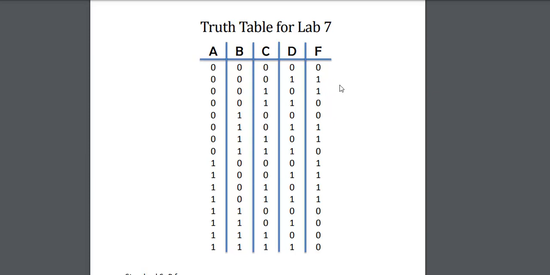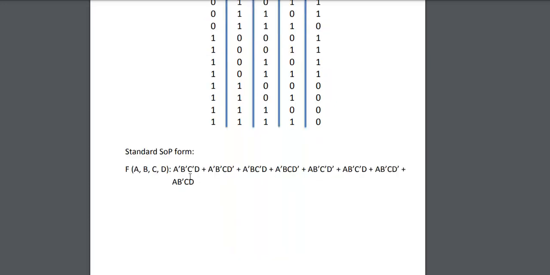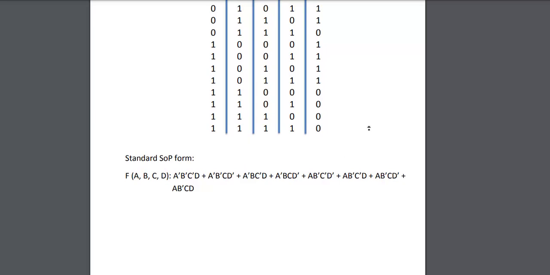Our main task was to make a standard SOP, or sum of products form, from this truth table, and to see whether that standard SOP actually follows this output, or gives the correct output at the given inputs. Now this is the standard SOP form, and I will explain one or two of the terms, how I have written them.